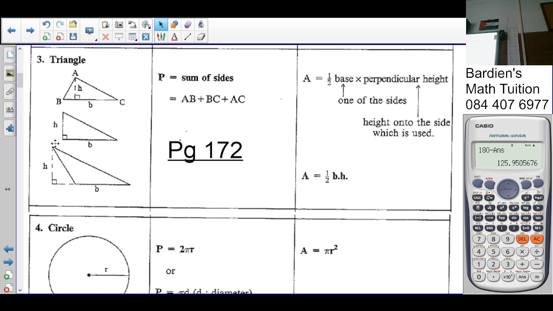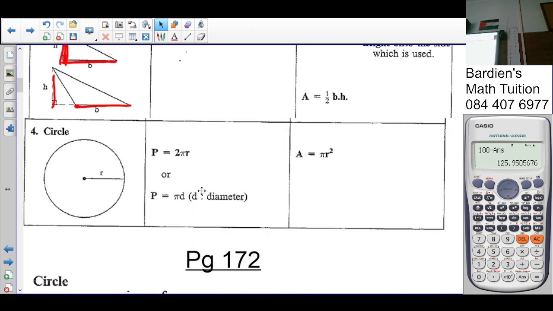Can you see that, people? Yes. The area is going to be a half base times perpendicular height. So if you look at this length here, there's your base and there's your perpendicular height. That's your base and that's your perpendicular. Can you see that, people? So it's half base times perpendicular height.